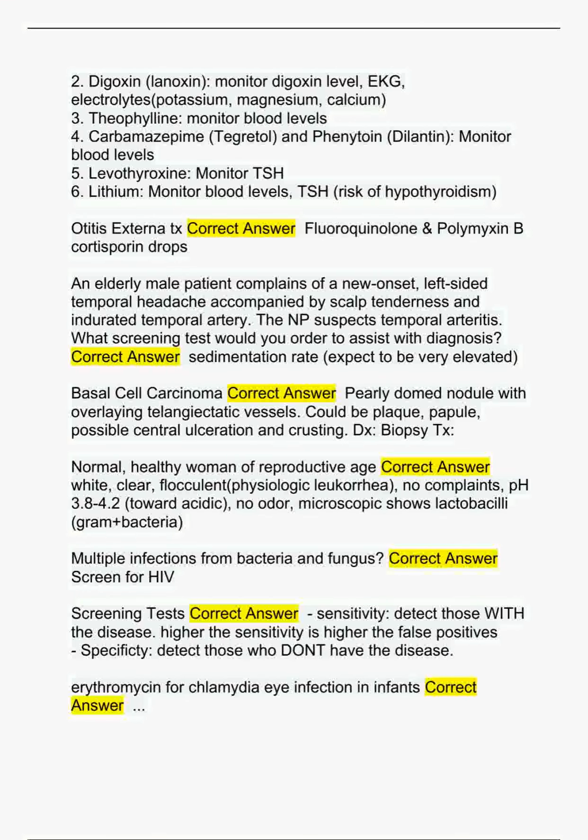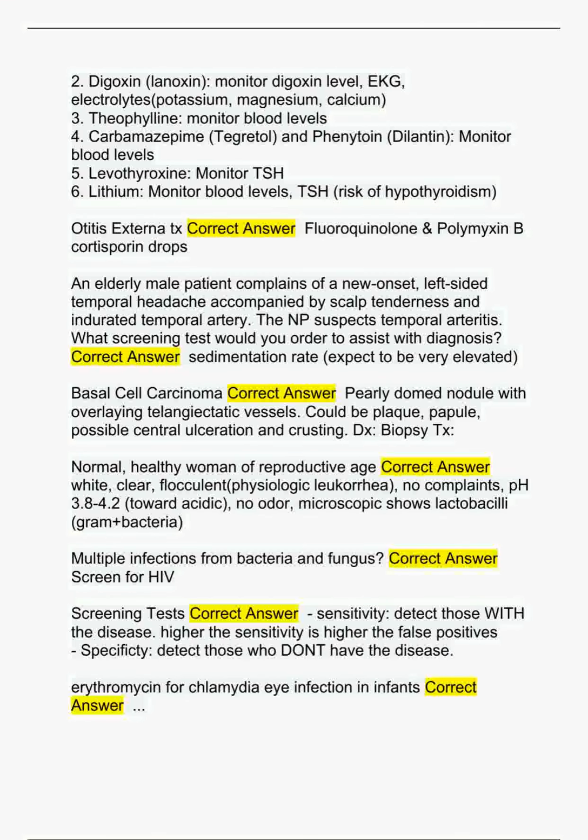Basal cell carcinoma. Correct answer, pearly dome nodule with overlying telangiectatic vessels. Could be plaque, papule, possible central ulceration, and crusting. DX, biopsy.